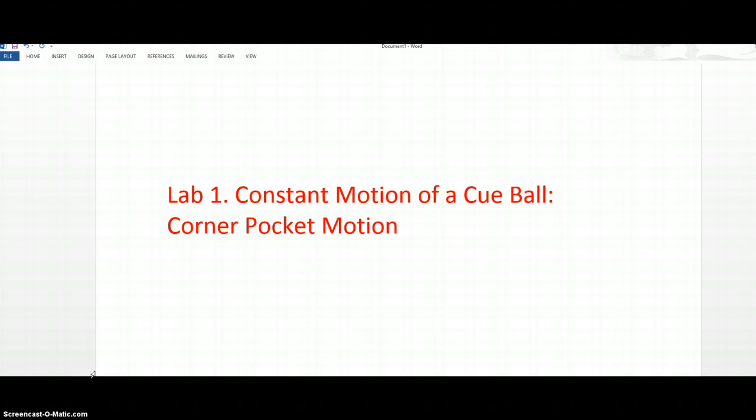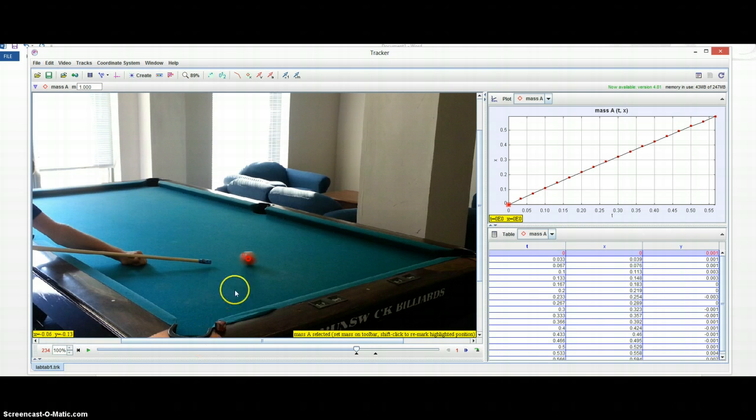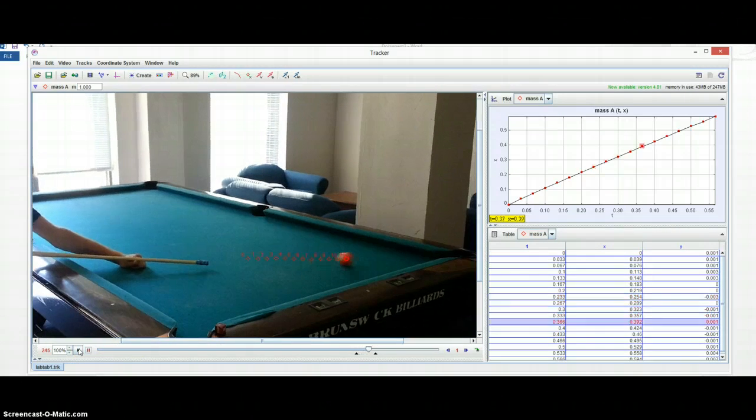The objective of this experiment was to observe Newton's second law of motion by observing an object moving at constant velocity and analyzing it with the Tracker program and comparing it to a predicted computational model of the same motion. In doing so, I recorded a video of a cue ball being struck and moving along the width of the pool table. In the initial impact, the ball gains speed until it moves at a constant rate and eventually falls into the corner pocket and stops.